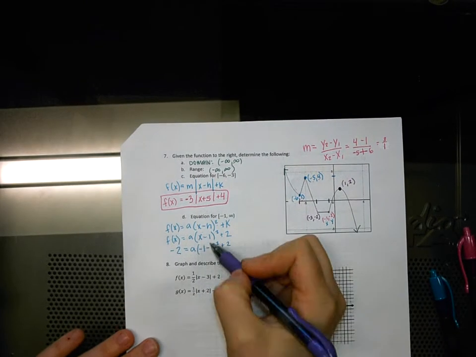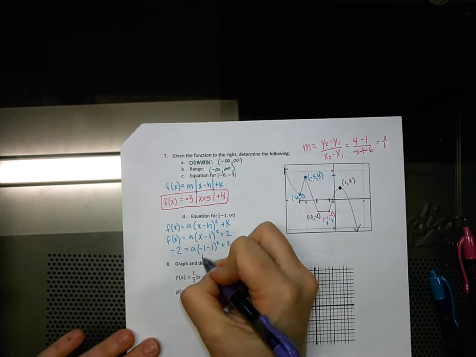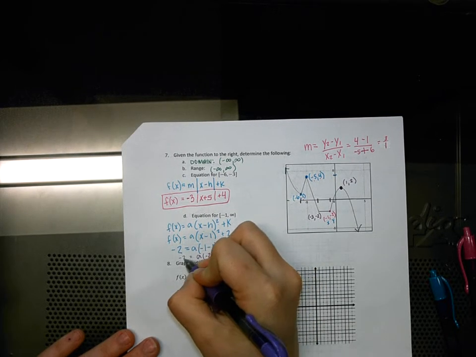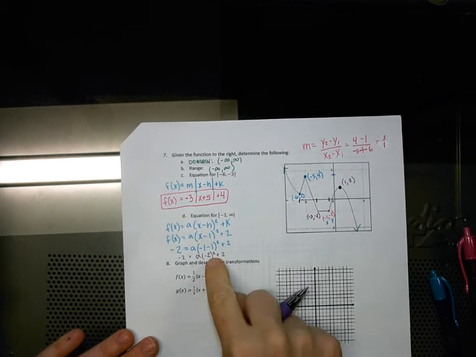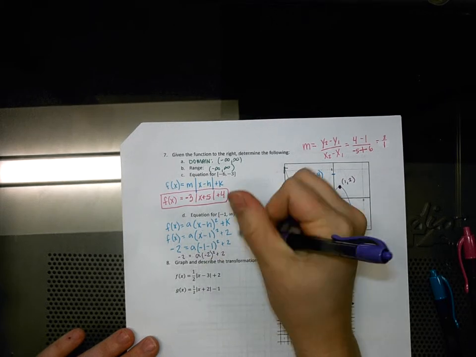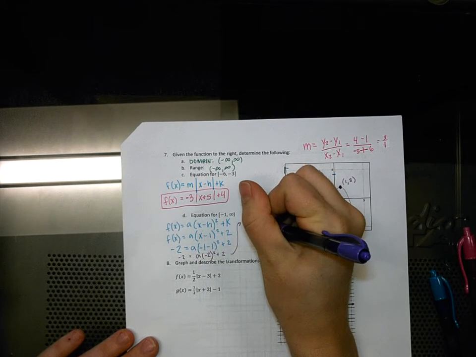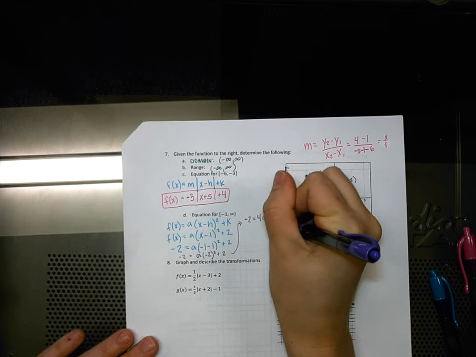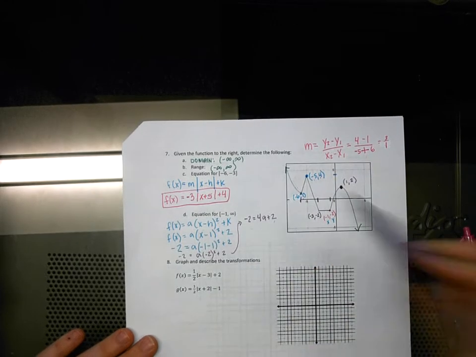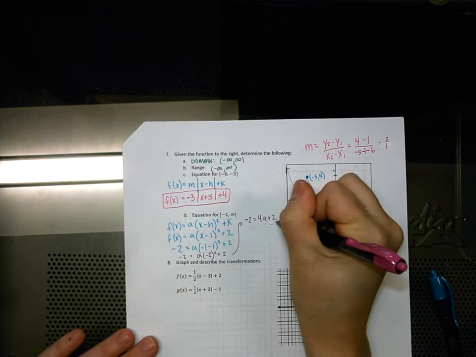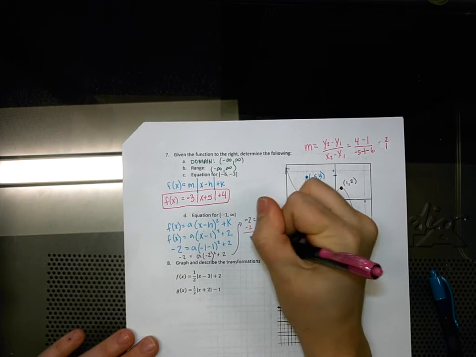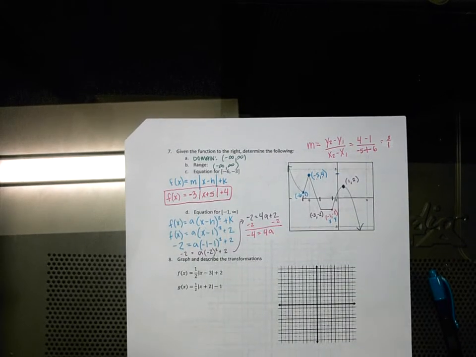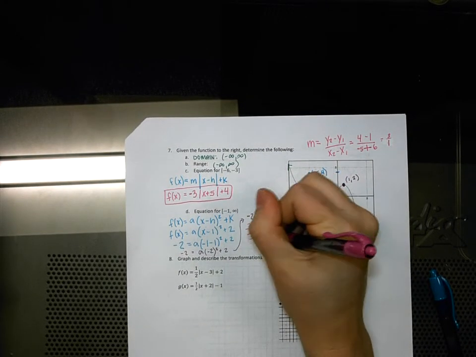Negative 1 minus 1 gives me negative 2. Negative 2 squared is 4. So this gives me negative 2 equals 4a plus 2. I want to subtract the 2 to the other side. And now I can divide by 4, and I get a is equal to negative 1.